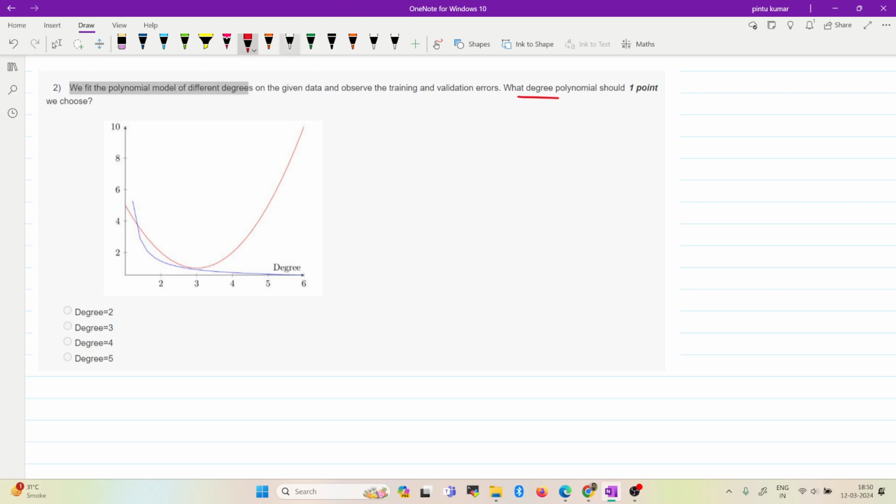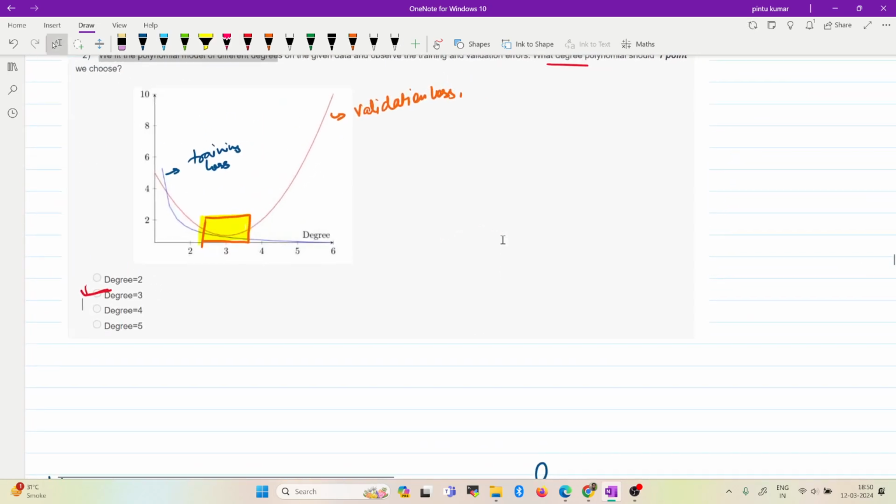Yeah. So one thing that should be clear is that this blue line is your training loss because as you're increasing the model complexity, this loss is decreasing. Okay, and your orange line is your validation loss. Now you see that after this region, the validation loss is increasing. So we want a degree in this range, and degree 3 is the correct option. Any doubt till this point?